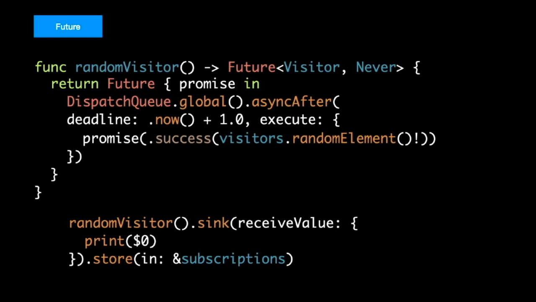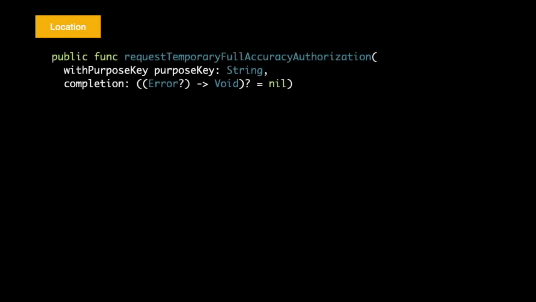One thing nice about Futures is you can wrap APIs that normally take in a callback. In iOS 14, there's this concept of reduced and full accuracy when monitoring a user's location. So let's pretend you only have reduced accuracy and you want to request full accuracy temporarily. You can do so with iOS 14's new method, requestTemporaryFullAccuracyAuthorization, that uses a callback API. We can wrap this callback API with a Future, giving us the same Combine model syntax throughout the rest of our codebase. That would look something like this.